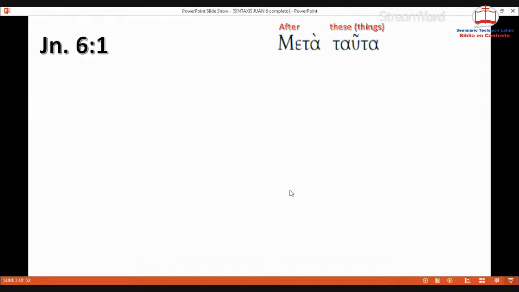It can be after these events, which applies because tauta is an adjective but working as a noun here, and it needs something to communicate the idea. After these what? After these events, after these things. All right? So meta tauta is actually a prepositional phrase, functioning in general as an adverbial phrase. A prepositional phrase can function as an adverbial phrase, generally speaking, okay? But the specific function of this phrase in that text is that of a complement, a circumstance of time.